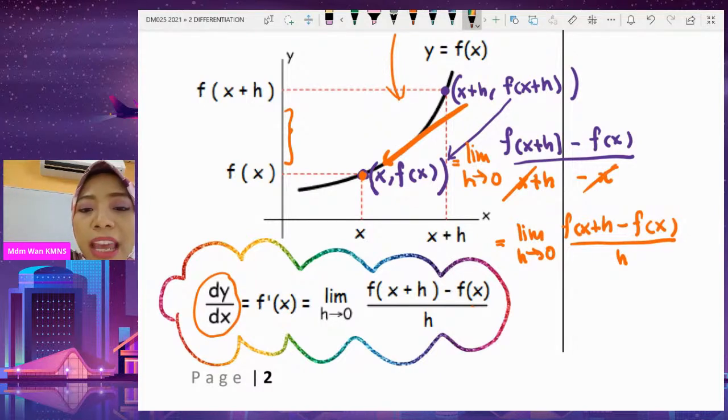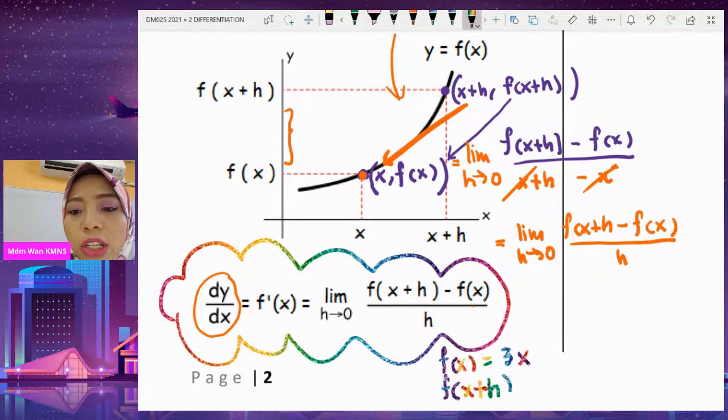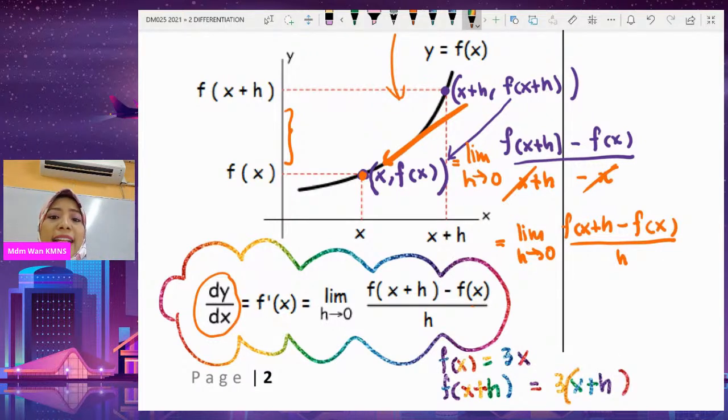Okay, what does it mean by f(x+h)? Meaning that if given to you f(x) is equals to 3x, so your f(x+h) is equals to 3(x plus h). Jangan lupa bracket. So you are going to add any unknown of x with h. Kena tambah h. Clear?